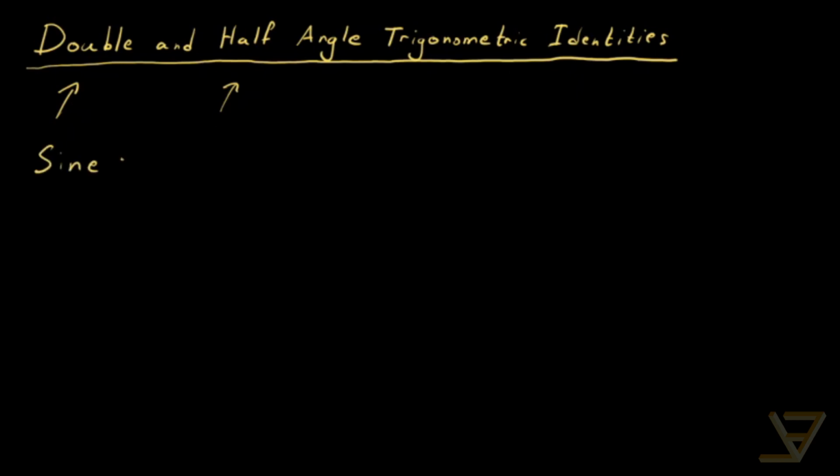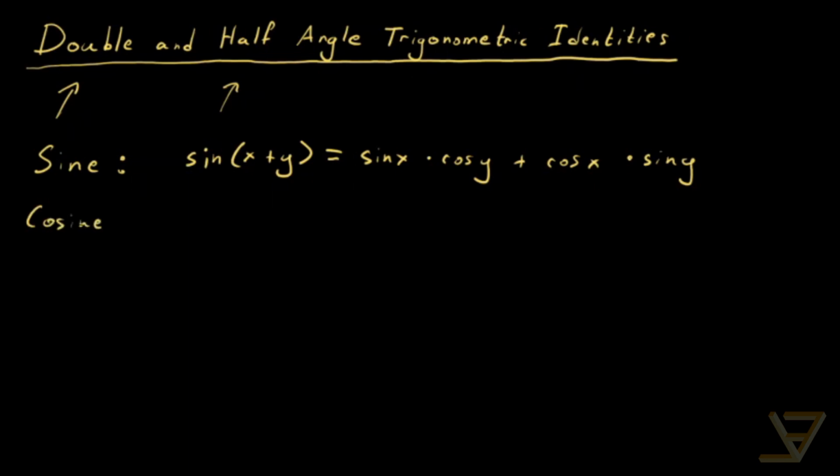For sine, it's the following. Sine of x plus y is equal to sine x times cos y plus cos x times sine y. For cosine, it's cos of x plus y is equal to cos of x times cos of y minus sine of x times sine of y.